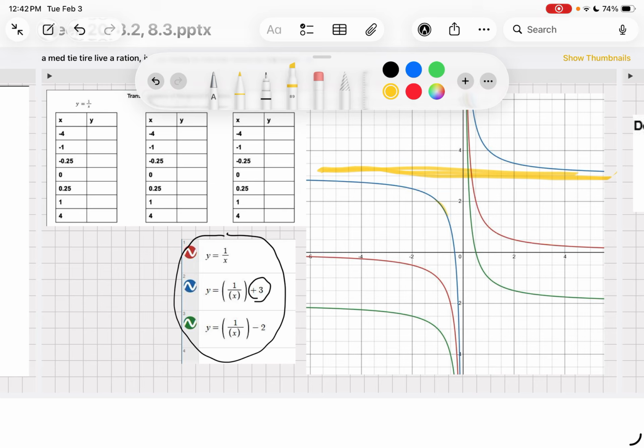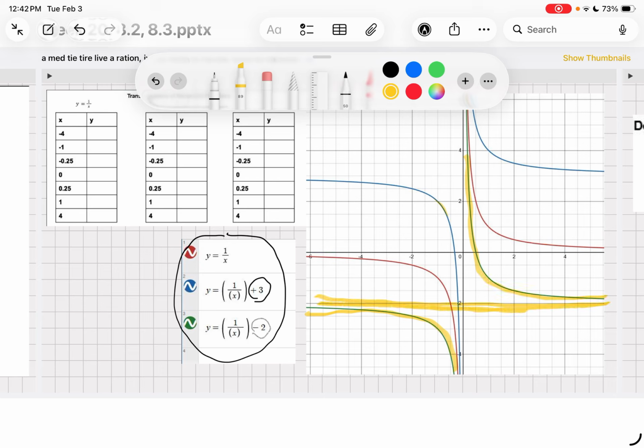The asymptote in the middle has not changed because there was no horizontal transformation, but my horizontal asymptote did change. So if adding 3 moved it up, I can anticipate with that last function, when I subtracted 2, that my horizontal asymptote is going to shift down. So let's look at the green function. When I look at the green, again, I can tell my asymptote shifted down the same amount as what I subtracted.